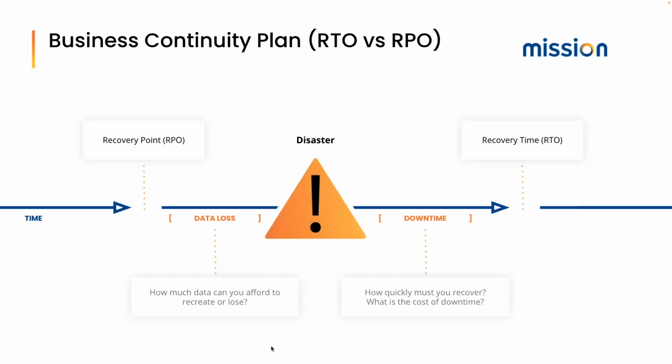All right, thanks. All right, so business continuity plan, RTO versus RPO. Your DR plan should be a subset of your organization's total business continuity plan, or BCP. It shouldn't be a standalone document.